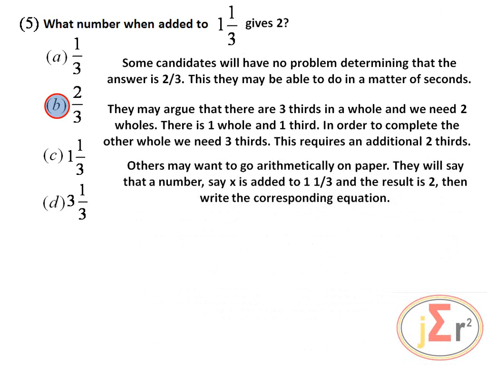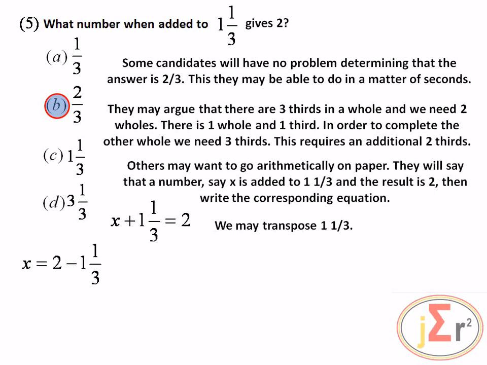Good. Others may want to go arithmetically on paper. They will say that a number, say x, is added to 1 and 1/3, and the result is 2. Then write the corresponding equation, like so. So they say, we do not know what number it is, but we need to add a 1 and 1/3 to that, and the result is 2. We may transpose 1 and 1/3, that is, subtract 1 and 1/3 from both sides. 1 and 1/3 will be eliminated from the left hand side, and on the right hand side we will have 2 minus 1 and 1/3, like that.